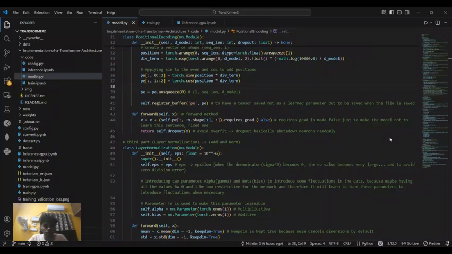Hello, I'm Nithilan, and in this video, I'm going to talk about the code and implementation of a transformer architecture from scratch, which is built using PyTorch.